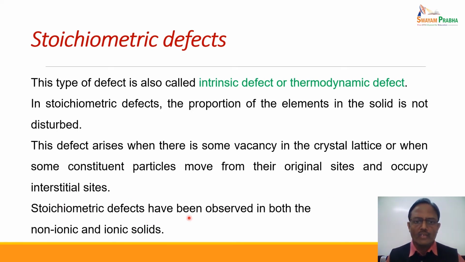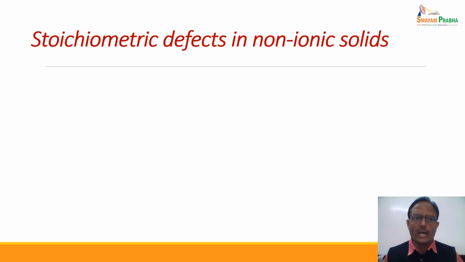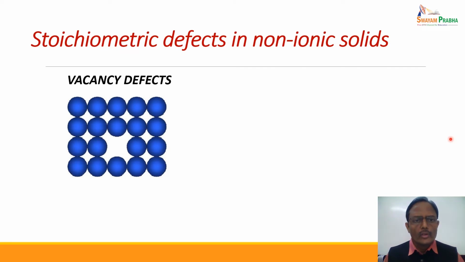The stoichiometric defects have been observed in both non-ionic as well as ionic solids. Let us see how stoichiometric defects occur in non-ionic solids, like in case of metals. Metals are non-ionic solids. So in that case, there are two types of defects; stoichiometric defects are observed in non-ionic solids.